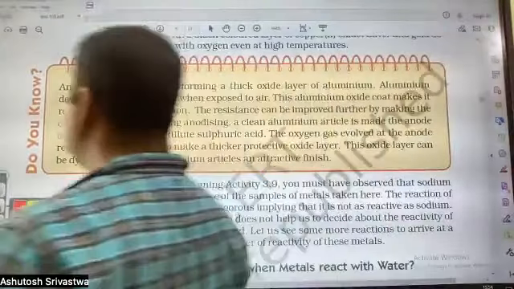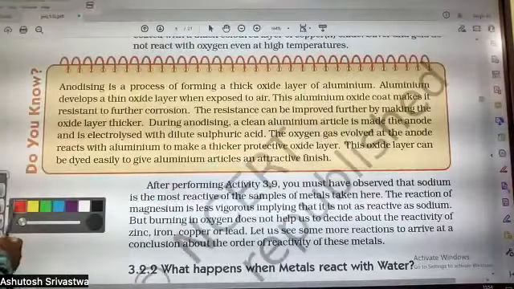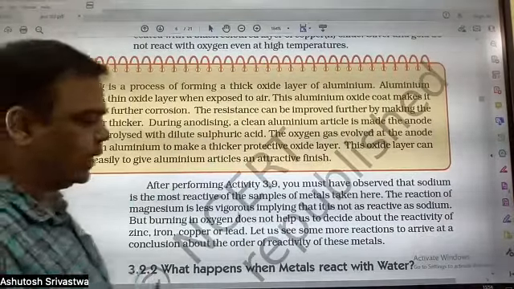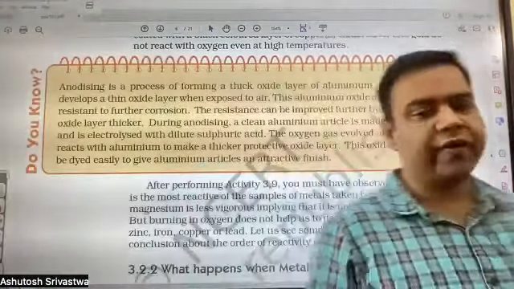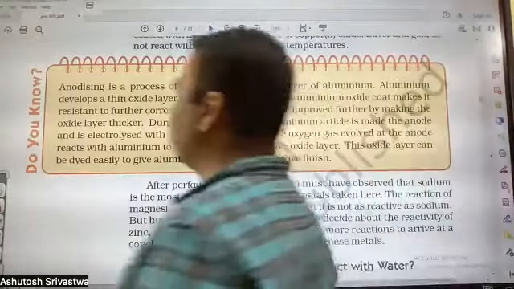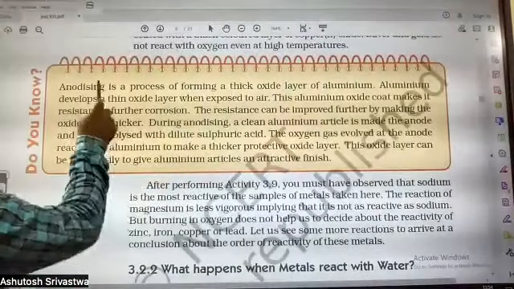So let us start with this. We are already doing line by line. We are reading the NCERT book and we are trying to formulate questions based on this, isn't it? So here what we are talking about is anodizing. And we have discussed all these things.